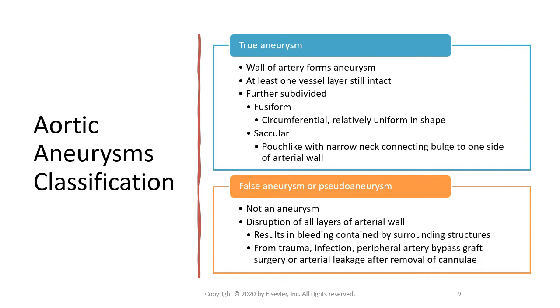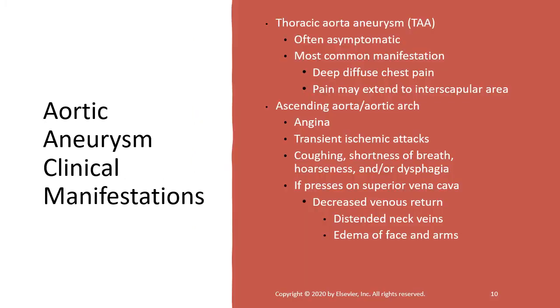A false aneurysm or a pseudoaneurysm is not an aneurysm. It is a disruption of all arterial wall layers with bleeding that is contained by surrounding anatomical structures. False aneurysms may result from trauma, infection, peripheral artery bypass graft at the site of the graft-to-artery anastomosis, or arterial leakage from the removal of a cannula, such as femoral arterial catheters or an intra-aortic balloon pump device. Thoracic aortic aneurysms are often asymptomatic.